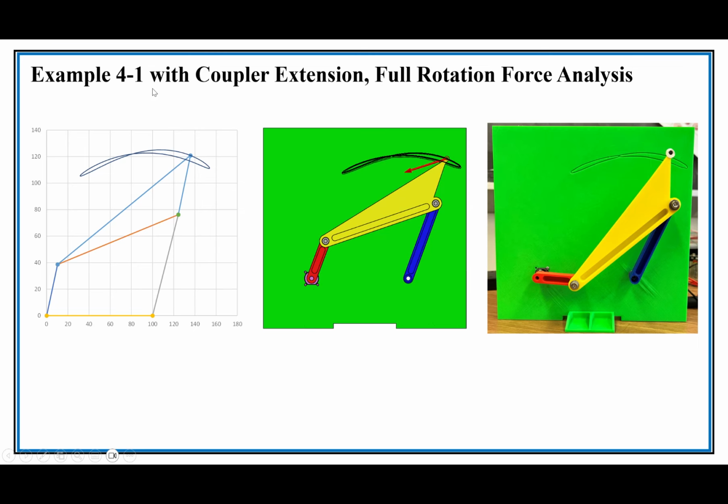I took example 4.1, which was just a 4-bar where you found the position analysis. And I added a coupler extension onto it. And I chose a geometry so it had kind of this interesting little flattened 8. And then I also 3D printed it so that we could actually watch it in action and compare with a video analysis to see what it does. So that's kind of neat.